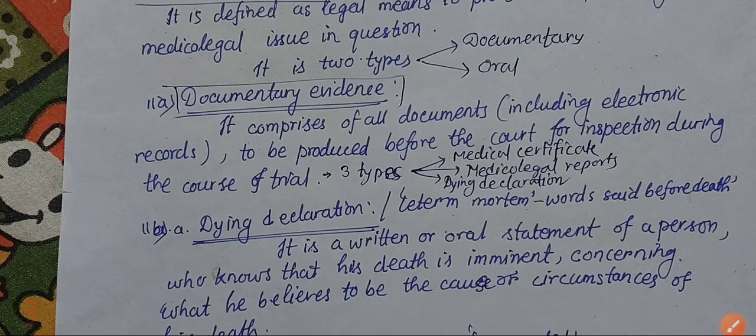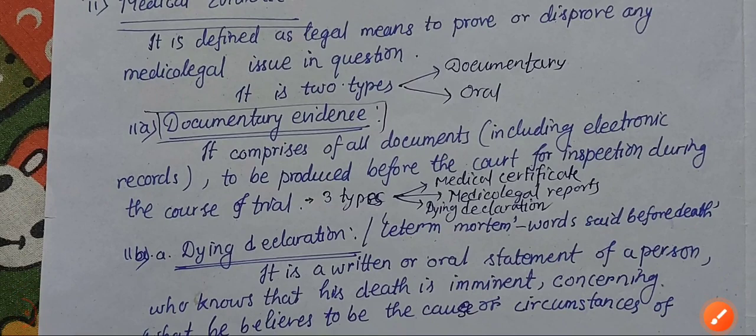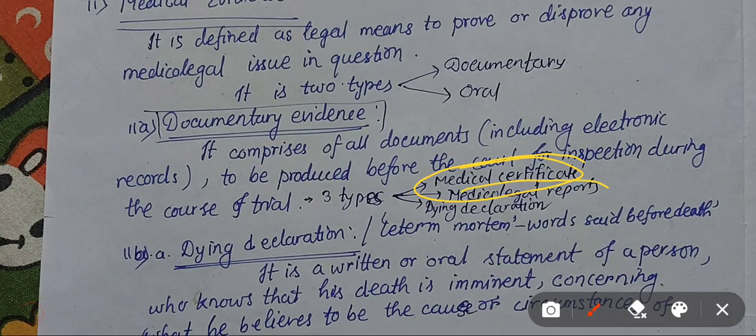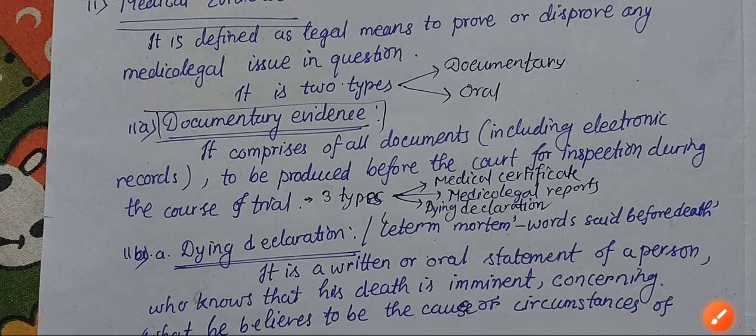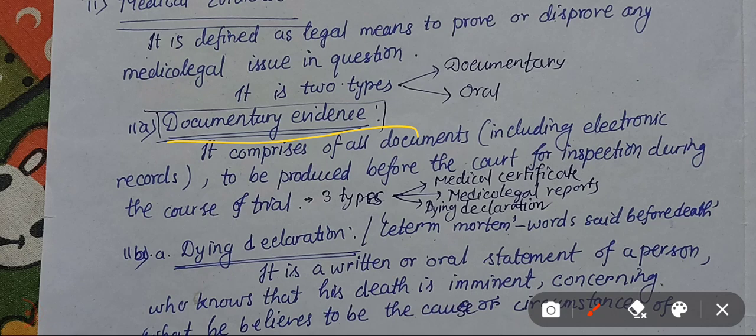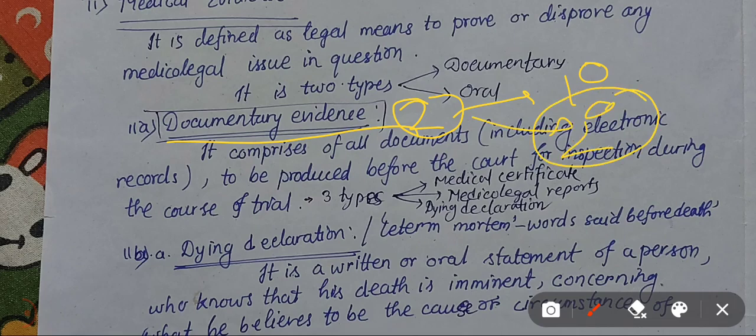the court for inspection during the course of trial. This again can be of three types, that is the medical certificate, medico-legal reports, and the dying declaration, and also the dying deposition. So, first of all, the documentary evidence is actually of two types, the primary and the secondary. In secondary come the medical certificate, medico-legal reports, and dying declaration.